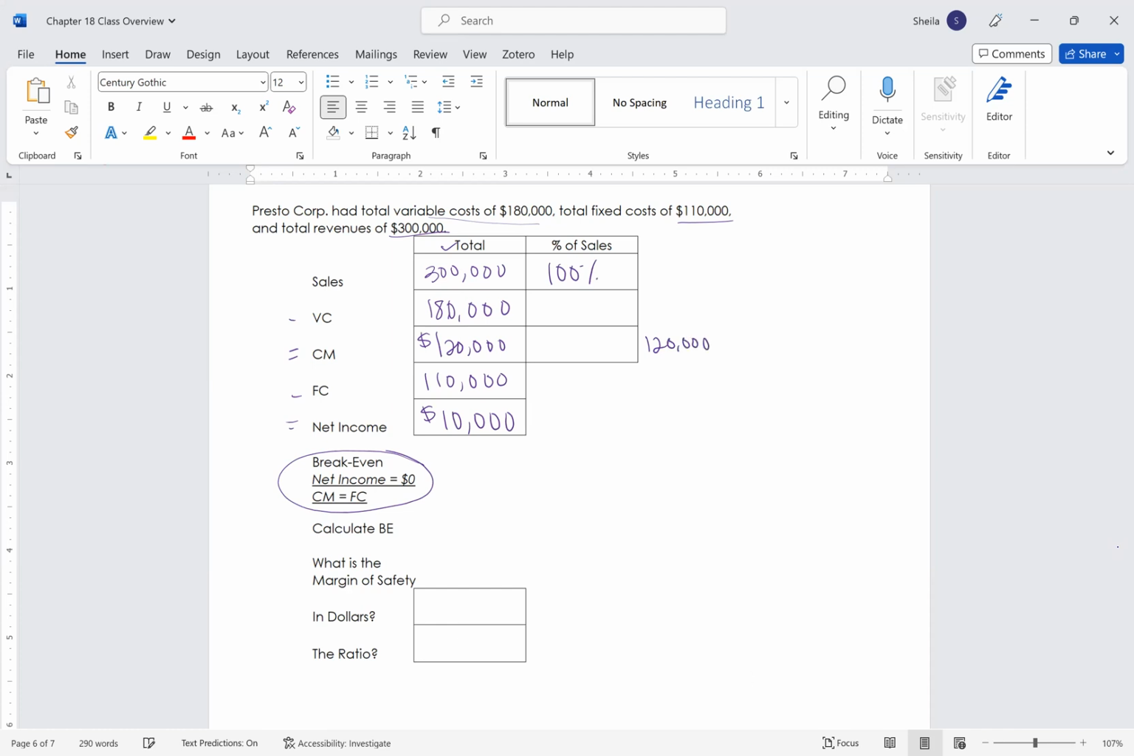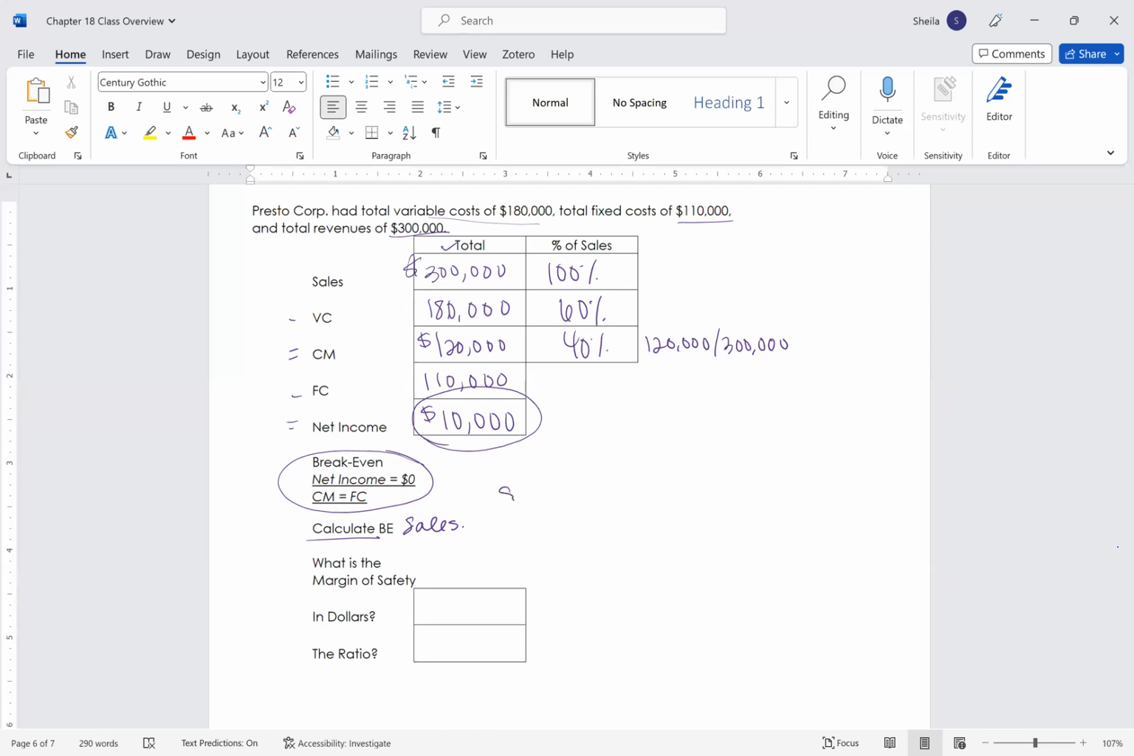120,000 of contribution margin in total divided by 300,000 of sales in total gives me a 40% contribution margin ratio. Means my variable costs have to be 60%. Okay, so let's calculate break-even sales. Now ask yourself, should these sales be higher or lower than the 300,000? Well, if 300,000 in sales generated net income of 10,000, our break-even sales will be lower than 300,000.